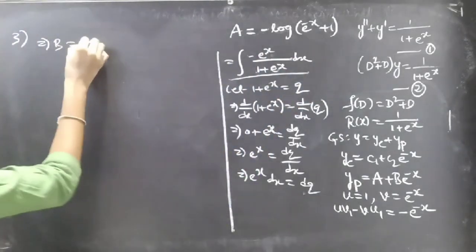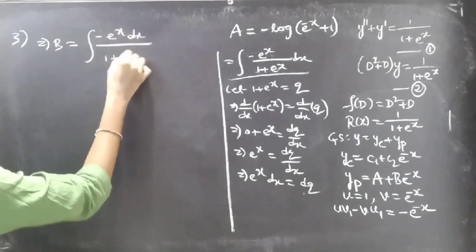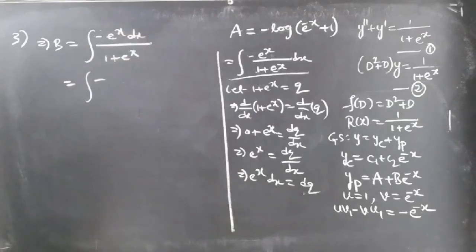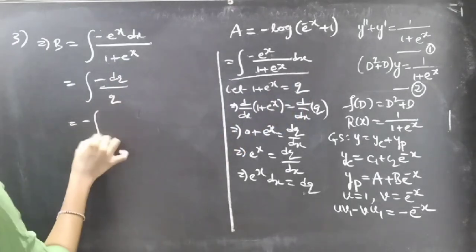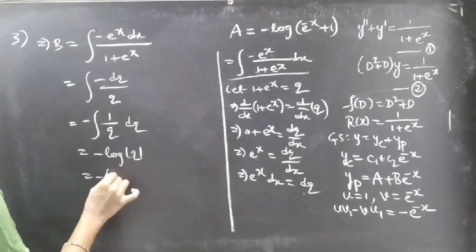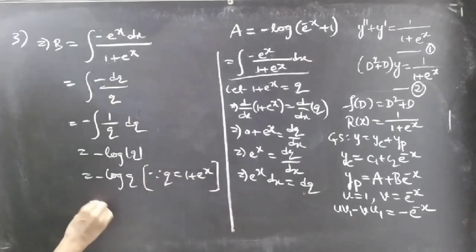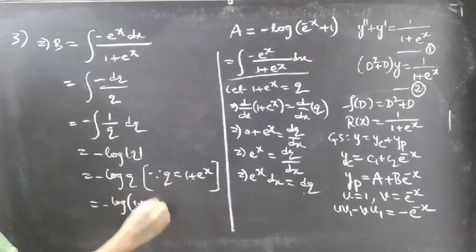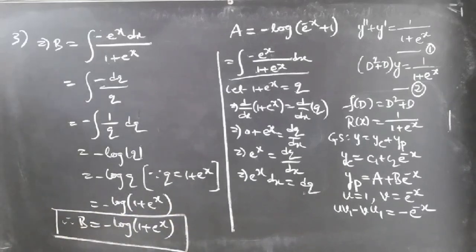We can write this integral as minus integral e power x dx by 1 plus e power x. Just replace e power x dx with dq. We'll get minus dq by 1 plus e power x, which can be replaced with q, or we can write this as minus integral 1 by q dq, which is minus log mod q, or log q. Since q equals 1 plus e power x, we'll get minus log of 1 plus e power x. Therefore, b equals minus log of 1 plus e power x. We got a and b. Let's now find yp.